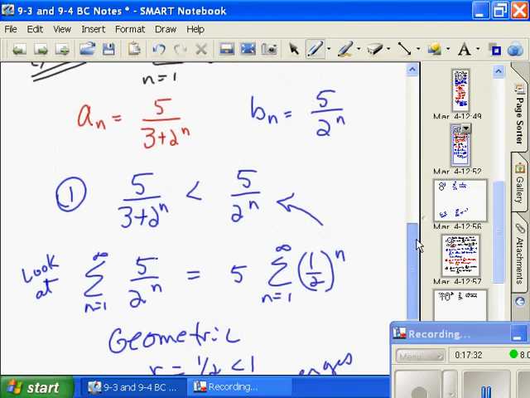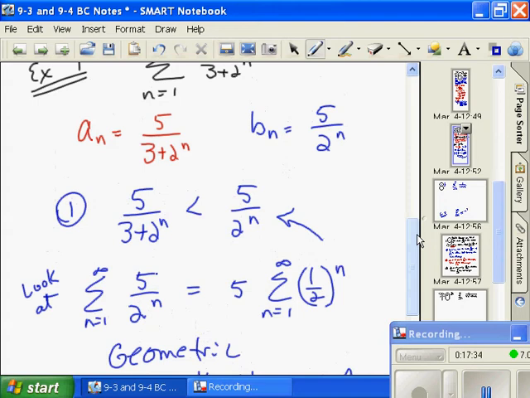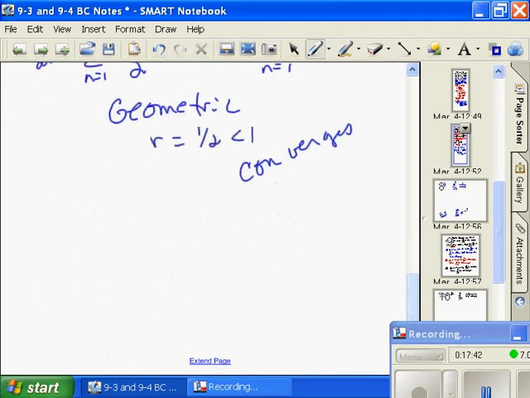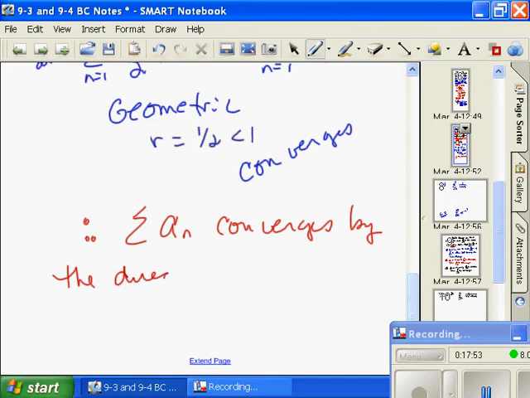Now remember here, the B sub n, the 5 over 2 to the nth, is the larger one. If the larger series converges, then you know that the smaller series must also converge. Therefore, the summation of A sub n converges by the direct comparison test. Okay?